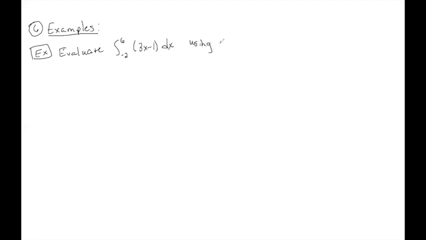Last but not least, let's start computing some integrals. And let's do the mountain of work that is required for these things, because there is quite a lot. All right, so evaluate the integral from -2 to 6 of the function 3x minus 1 dx using the definition of the integral.